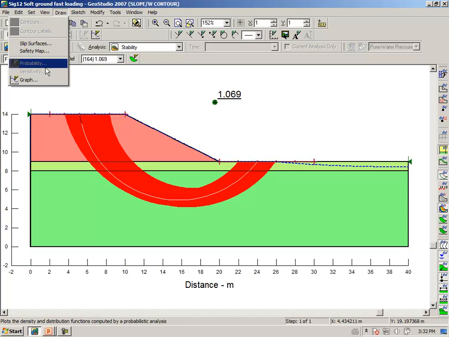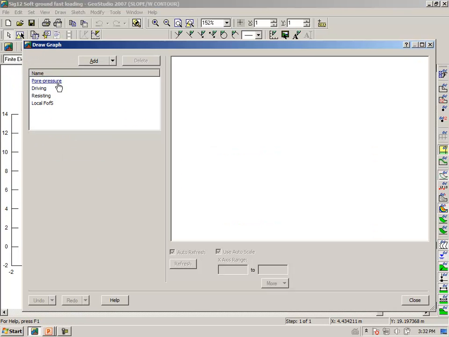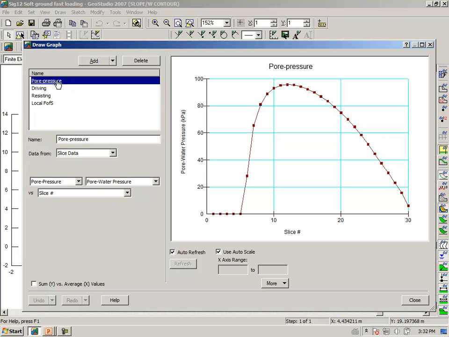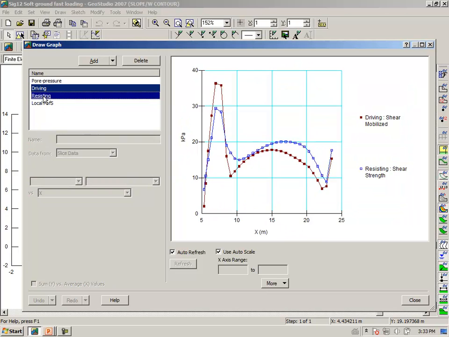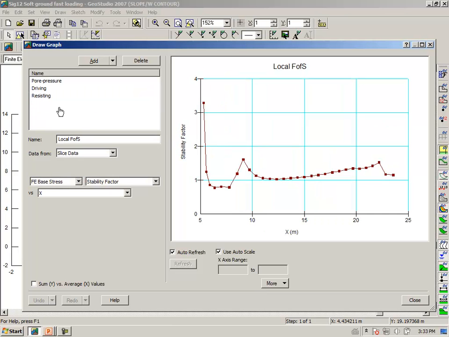Now you can say draw a graph and look at things like pore water pressure distribution, and we notice that we get a peak pore water pressure of about 95 kPa along the slip surface. And once again, here's our driving force and our resisting force, and the ratio of the two gives the local factor of safety, which we talked about in Sigma session 1.